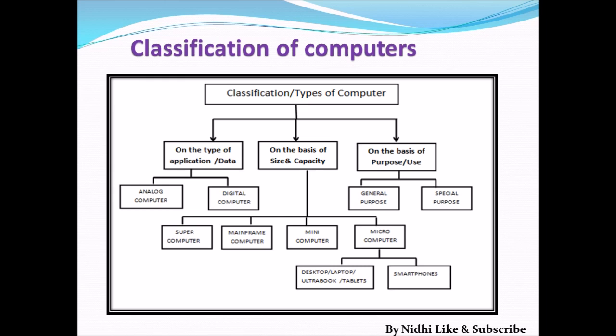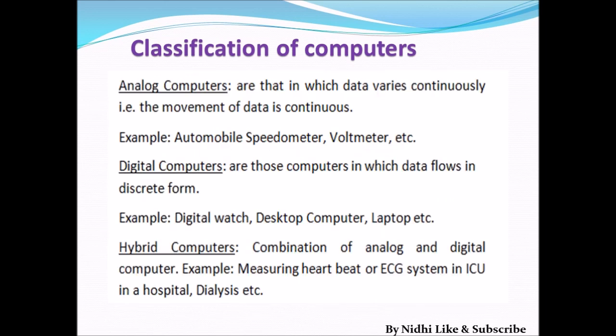Now we are going to discuss the analog computer first, then digital computer, hybrid computer, and then the super, mainframe, mini, microcomputers, etc. Okay, so let's start with the analog computer. Analog computers are the computers that take data in the form of continuous signal.